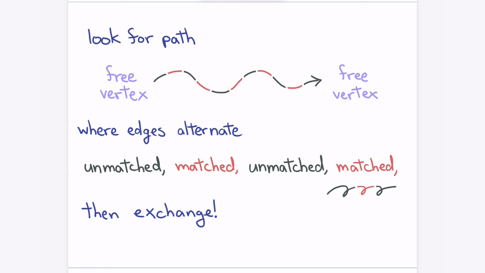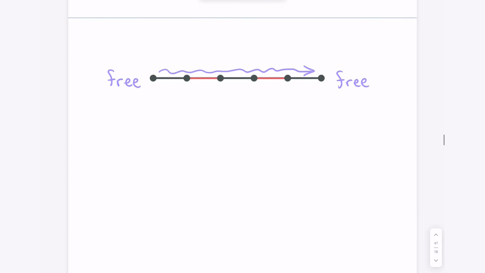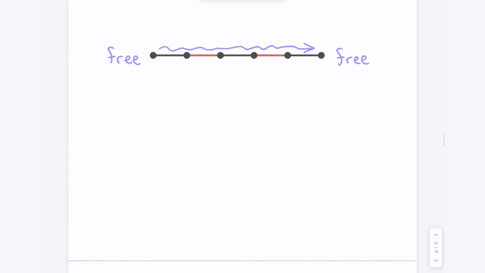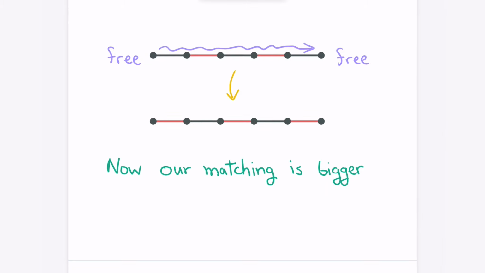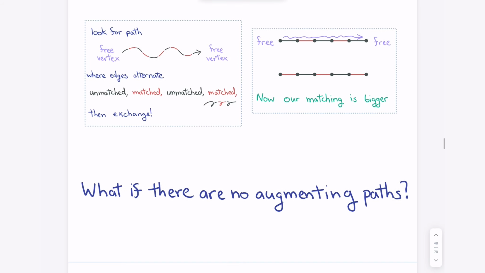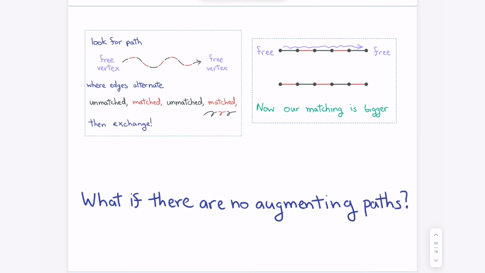Okay, so right. So you have something like this, and you exchange it, you make some improvement. Okay, so now what happens if there are no augmenting paths? So let's say that you've come up with an algorithm that can keep looking for augmenting paths. Maybe you do BFS, DFS or something. We'll go to that in a moment. But somehow you conclude there's no more augmenting paths. Then what?